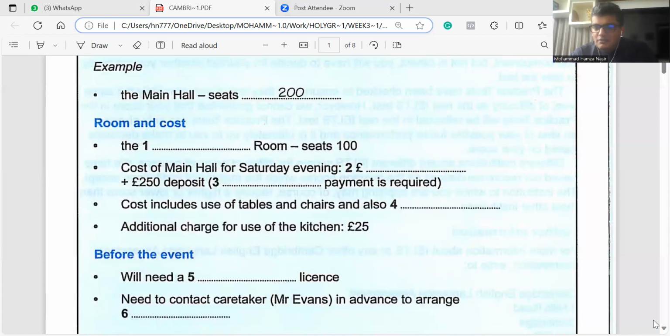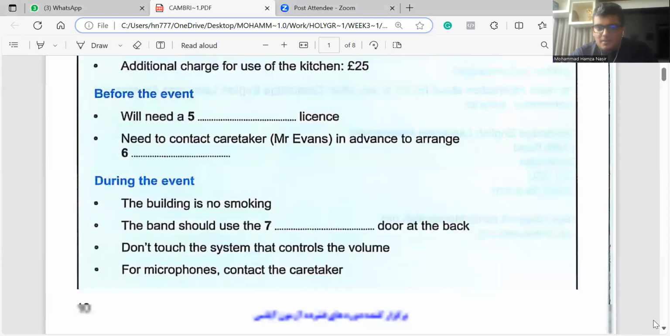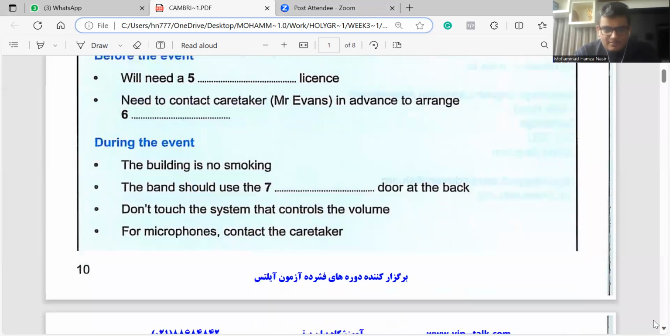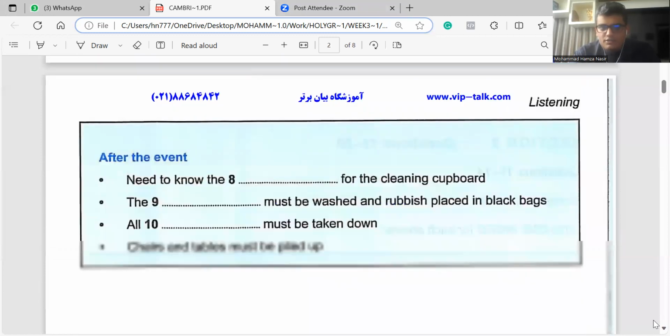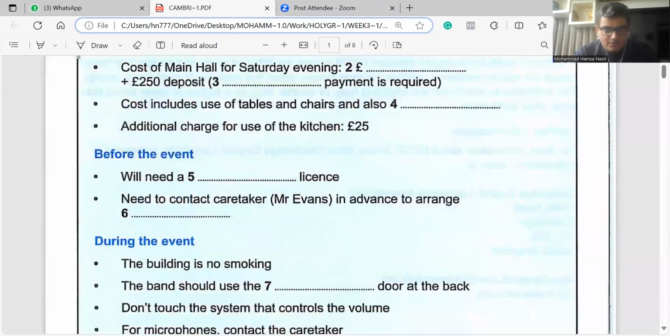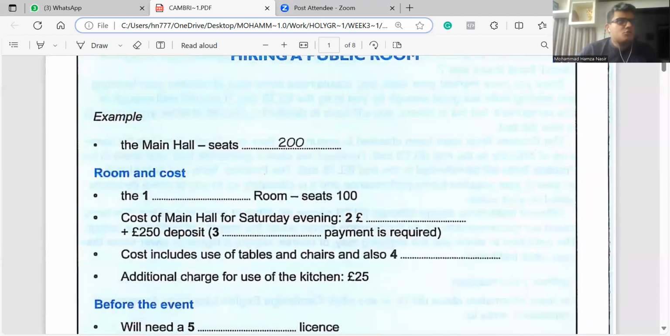Okay. Second, when you come to the second subheading, whenever you hear the word before the event in the recording, you will be ready for answers 5 and 6. Similarly, during the event focuses on answer 7, whereas after the event covers 3 questions, that is 8, 9, and 10. So it's very important to streamline your preparation and compartmentalize your search process by paying particular attention to the headings, the subheadings and the passages, okay? Because they give you an indication of when and where your next answer is going to be.